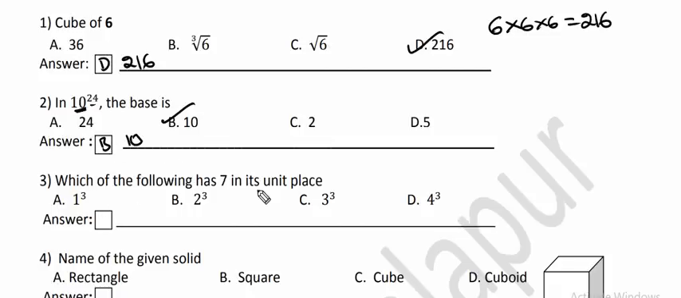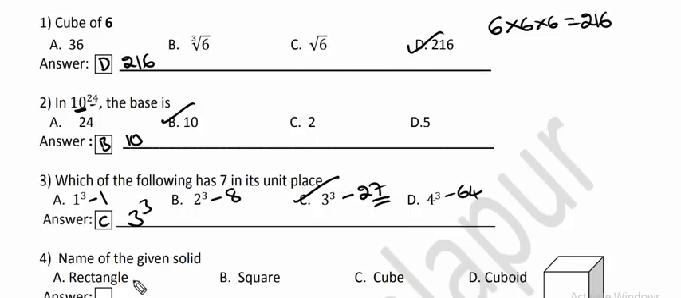Which of the following has 7 in its units place? So you observe here, 1 cube is 1, and 2 cube is 8, that is 2 into 2 into 2, and 3 cube is 3 into 3 into 3, 27, and 4 cube is 64. So therefore the units place is 7 in option C, 3 cube is the correct answer.